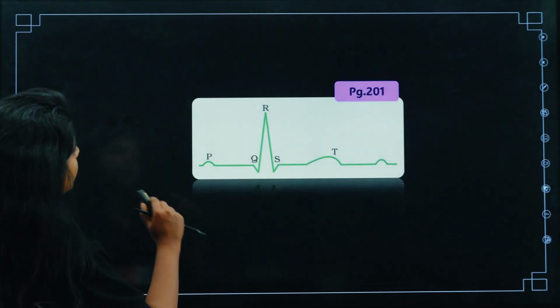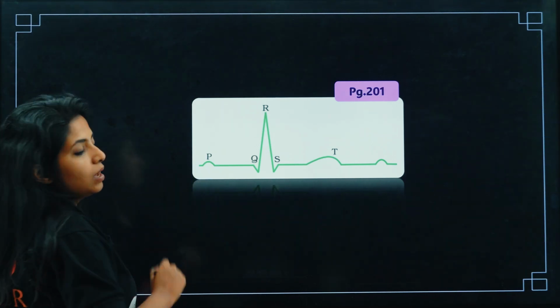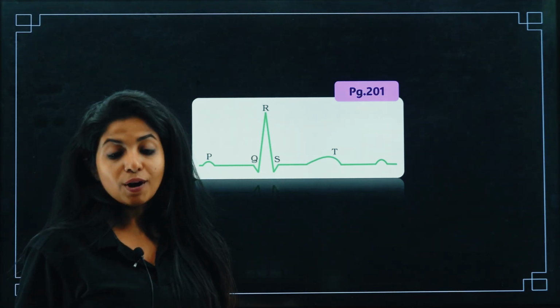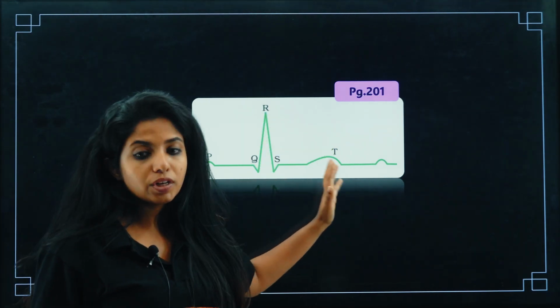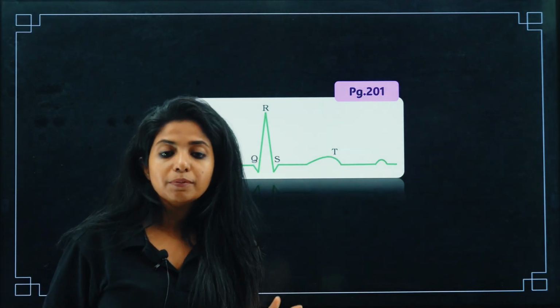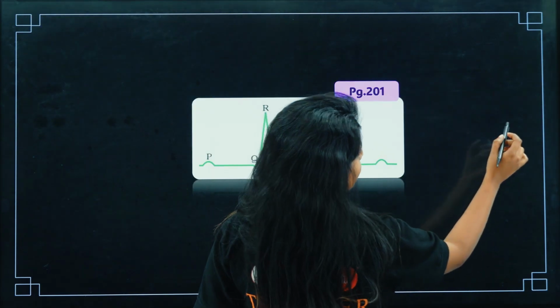Going ahead, page number 201, the ECG, electrocardiogram. P, what does it stand for? Atrial systole. QRS, what does it stand for? Ventricular systole, right? Now T, what does it stand for? That means ventricular systole is ending. That is what it means. So you should know the concept behind the ECG. Oh yes, where is it?